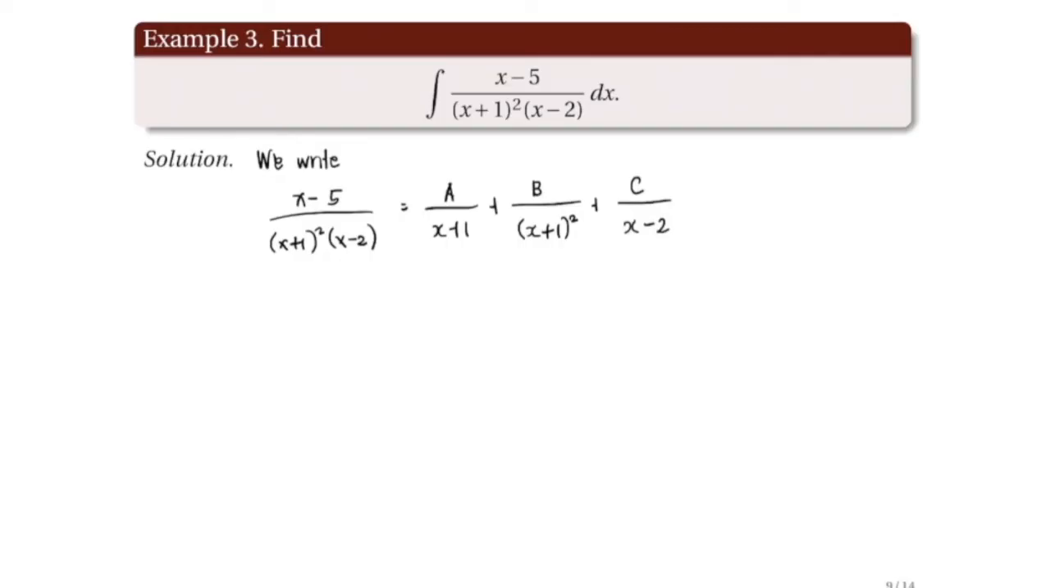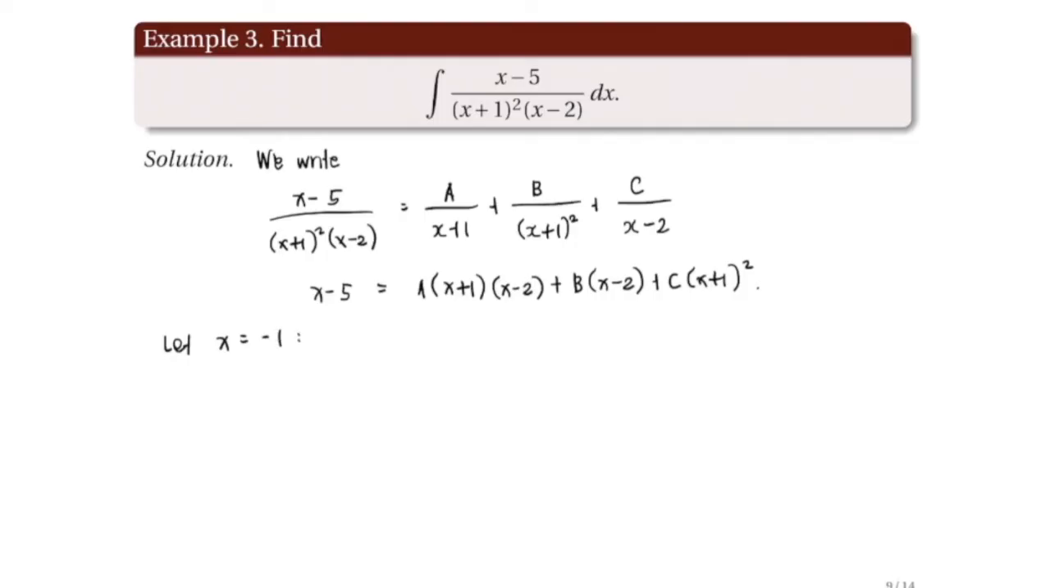So, multiplying both sides by x plus 1 squared times x minus 2, yung left-hand side would be x minus 5 na lang. Tapos yung right-hand side natin will be a times x plus 1 times x minus 2 plus b times x minus 2 plus c times x plus 1 squared. So, if we substitute values of x, if we let x equal now to, magpapa-0 kay x plus 1, let's have negative 1.